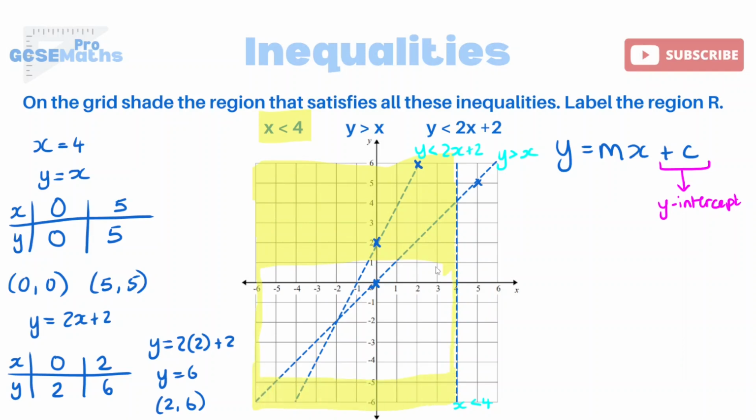Now, I'm not saying you would do this in your exam, right? Because obviously you need to shade only the bit that they want, but I'm just going to do this so you can see where they all overlap, and that'll be our final answer. So that's the first one. Okay, let's try the next one.